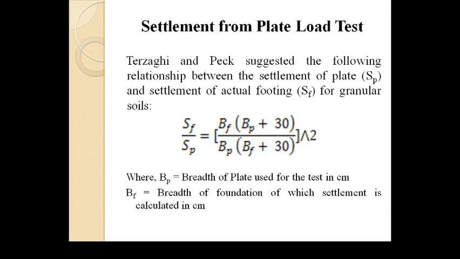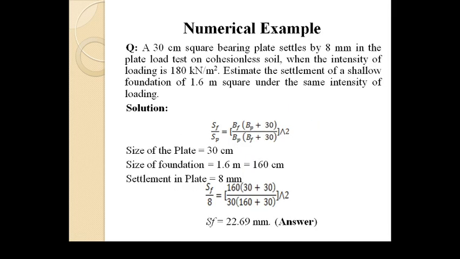Here, if we use BF and BP in the unit of meter, the value of 30 should be replaced by 0.3, so that the formula will become SF by SP is equal to (BF into (BP plus 0.3) divided by BP into (BF plus 0.3)) whole square. Now a numerical example is given here to understand how we can use this formula. Here we should consider one thing, that the formula can only be used for the same load intensity.